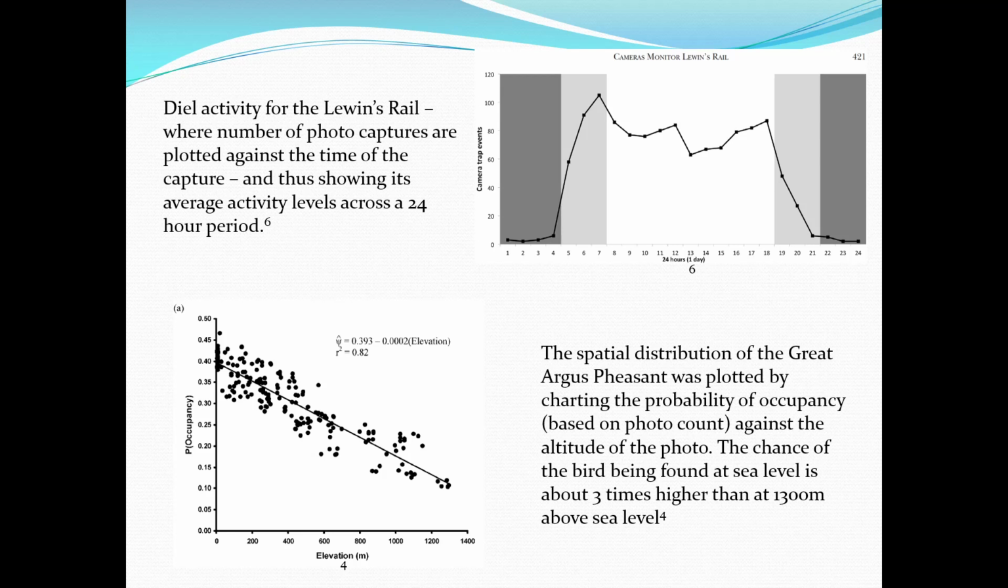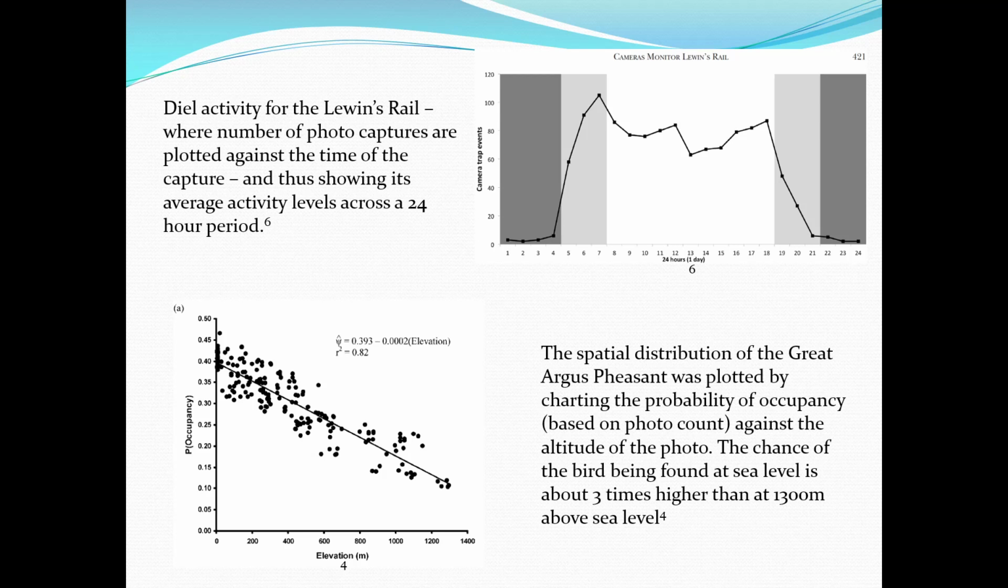Here we have it for the Lewin's rail. So this is the general activity of the bird over 24 hours. If you have a look, the y-axis is camera trap events, and the time of day in 24 hours is on the x-axis. You can see that the bird is quite active from about 4 a.m. to 7:30 a.m. Then it quietens down a little bit during the day, and then from about 3 p.m. to 5 p.m. it picks up and then quietens down again around about 6 p.m. onwards.